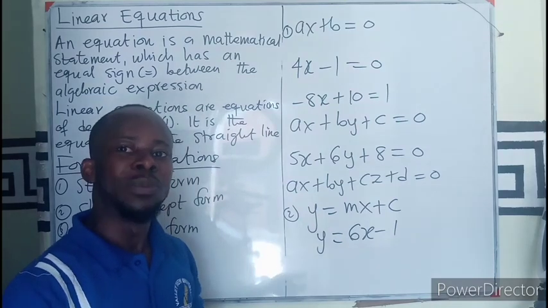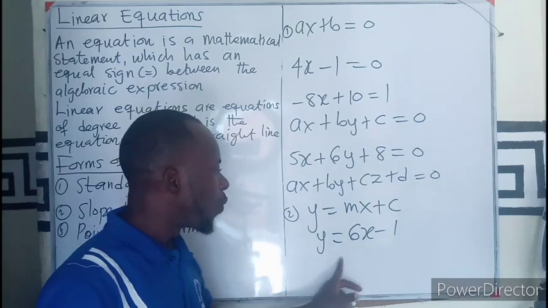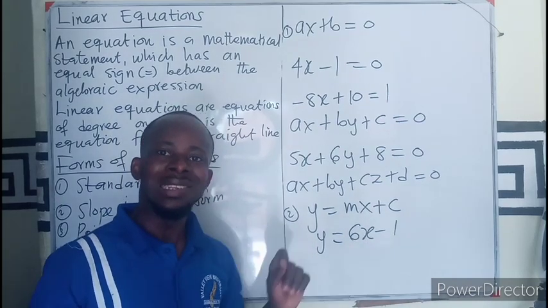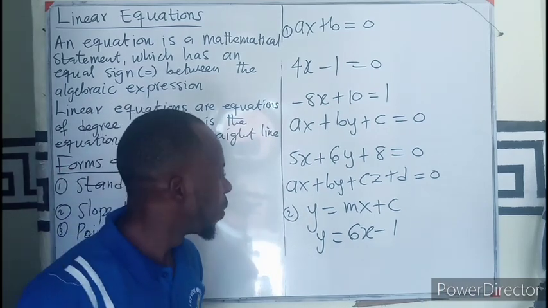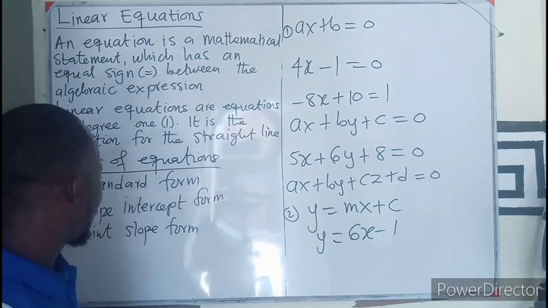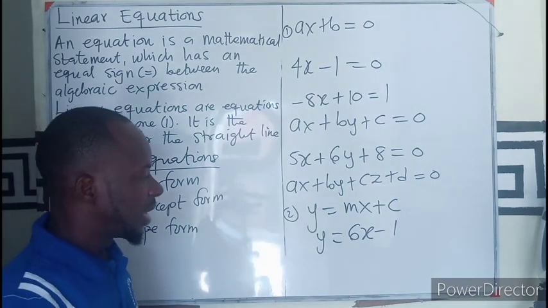Then the y-intercept, meaning put x equals 0. So if x is 0, y is negative 1. So the y-intercept will be negative 1. Alright. Then the final one is the point slope form, which is more or less like this.